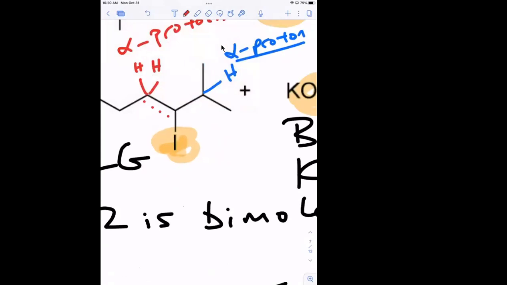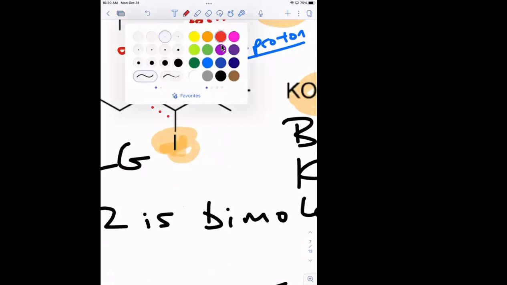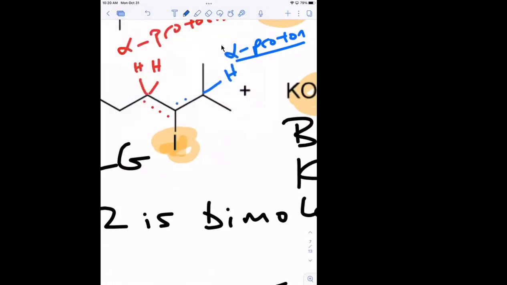If I eliminate from the other side, I'm going to put a double bond right there. Y'all follow me? Anybody not see that? Are y'all following on Zoom?